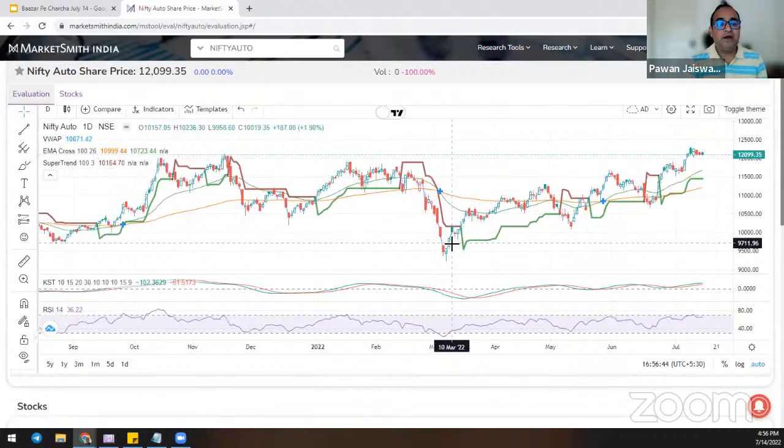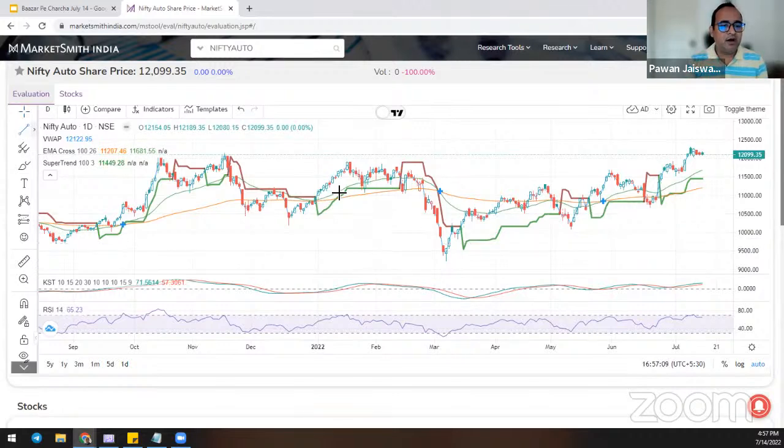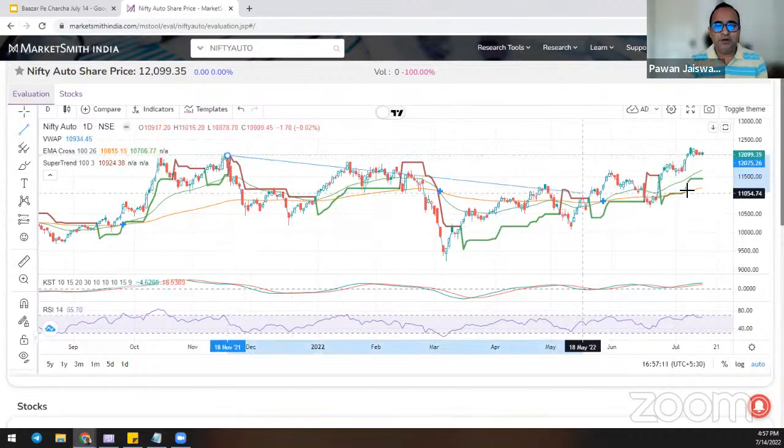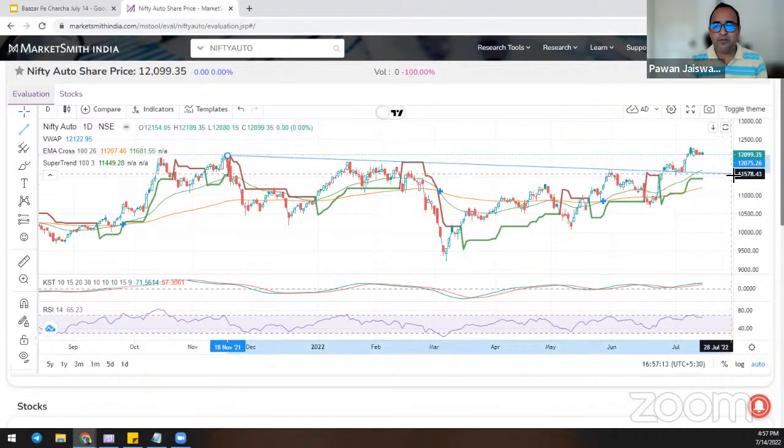And further, the previous all-time high was placed around 12,100 levels on a monthly closing basis. And now the market, this auto index actually, is comfortably trending above the 12,000 level. So now I can say that broadly, this particular index has given an uptrend breakout in this current scenario of the market.